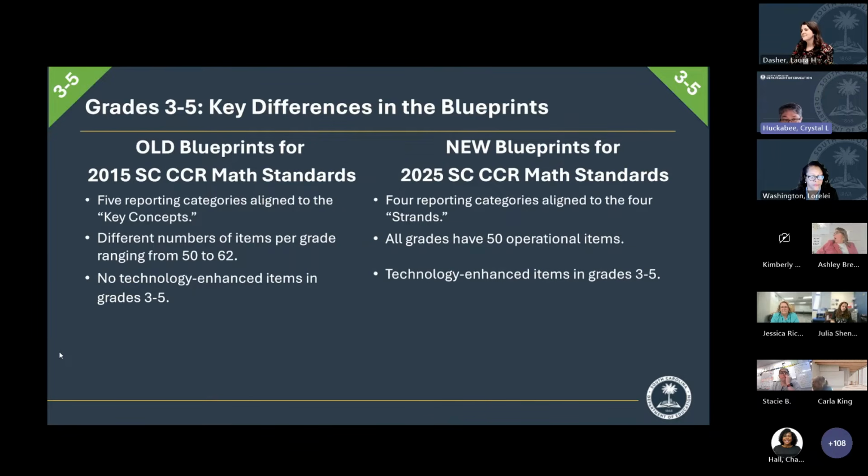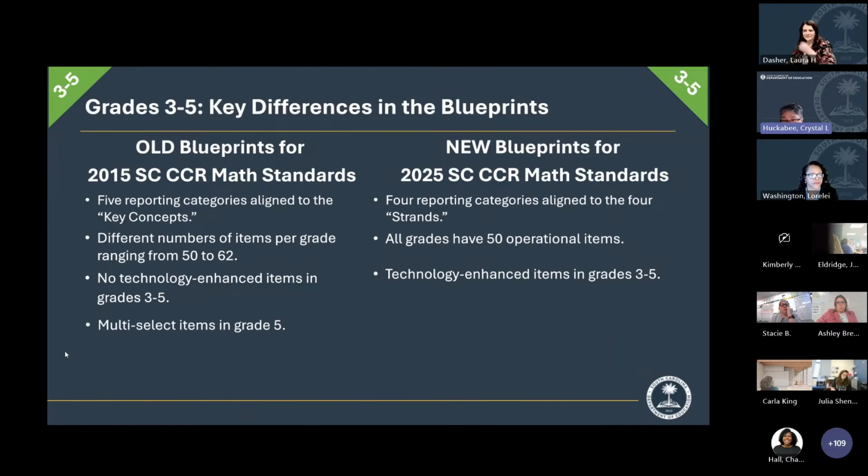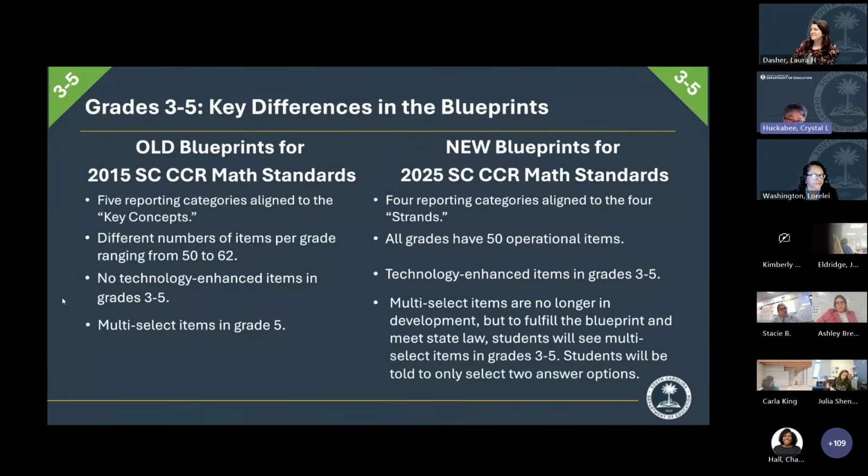There were no technology enhanced items in grades 3 through 5 on our old blueprint. The new blueprint for grades 3 through 5, we do see technology enhanced items. Multi-select items were in grade 5 on the old blueprint. Now, multi-select items are no longer in development, but to fulfill the blueprint and meet state law, students will still see multi-select items in grades 3 through 5. They will be told to only select 2 answer options in these multi-select items.